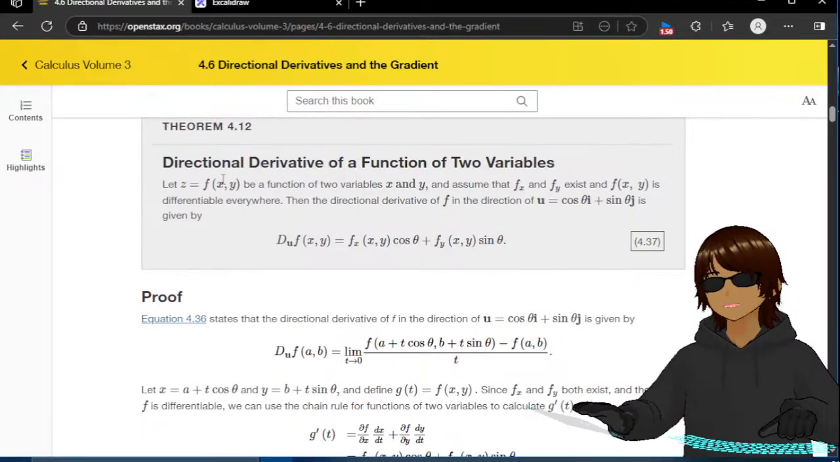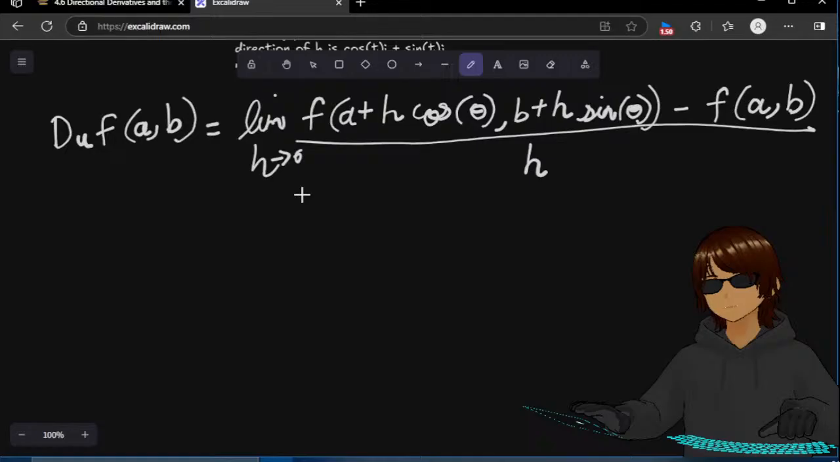Let z equal f of x, y be a function of two variables x and y, and assume the partial derivative of f with respect to x and the partial derivative of f with respect to y exist, and f of x, y is differentiable everywhere. Then the directional derivative of f in the direction of u is given by this.